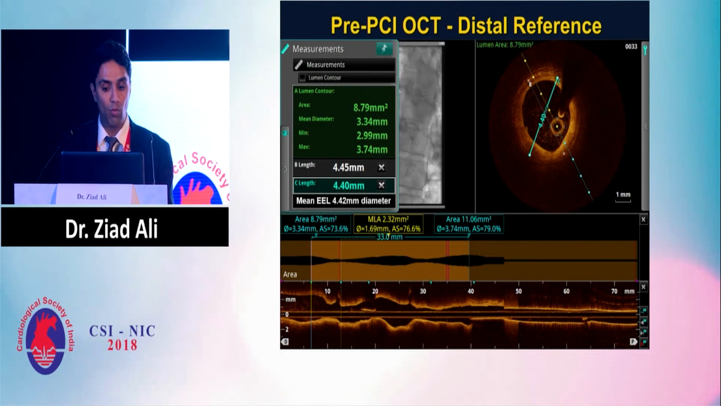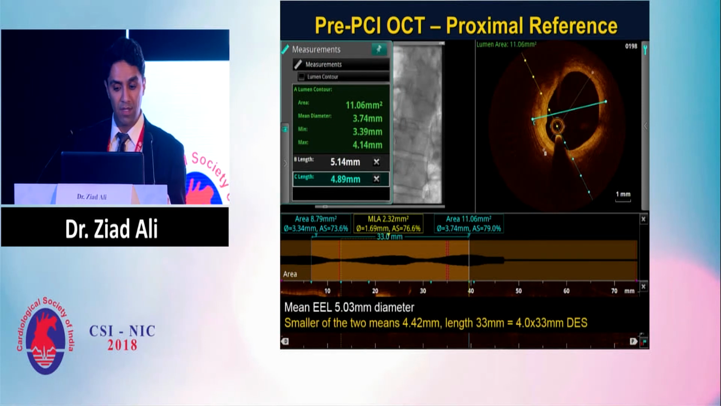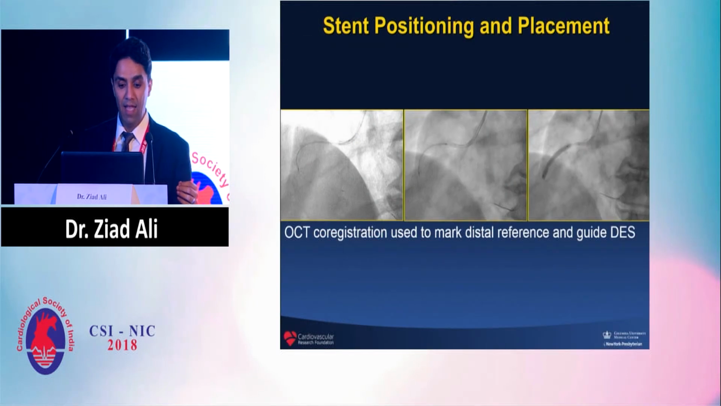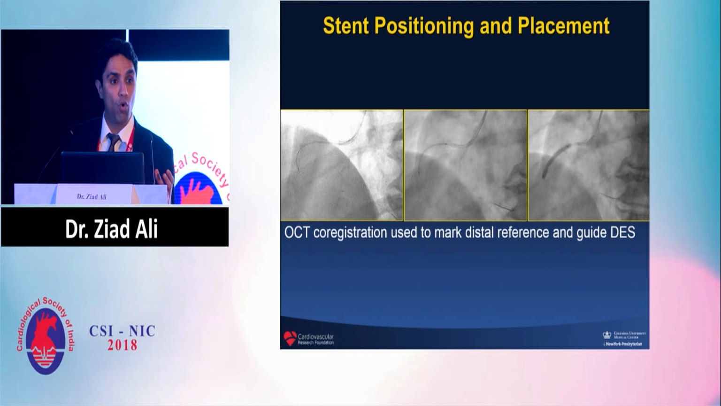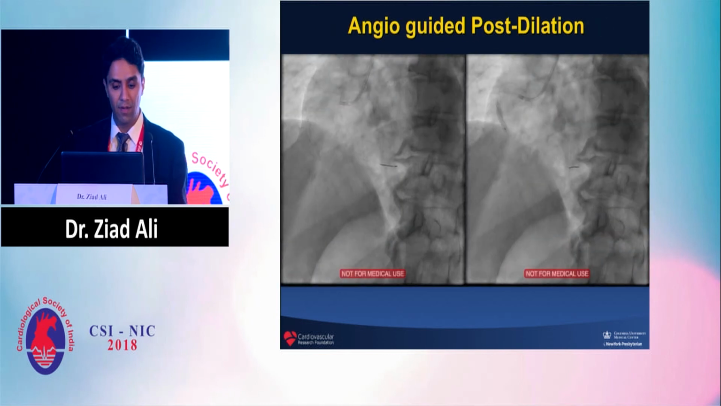You can see that we're able to identify accurately both the distal reference measurements and the proximal reference measurements. Therefore, despite us using not a single drop of contrast, we are able to perform and plan for our PCI. The stent positioning can be performed using the angiographic co-registration with OCT. The stent can be placed precisely within 1 millimeter of standard deviation.